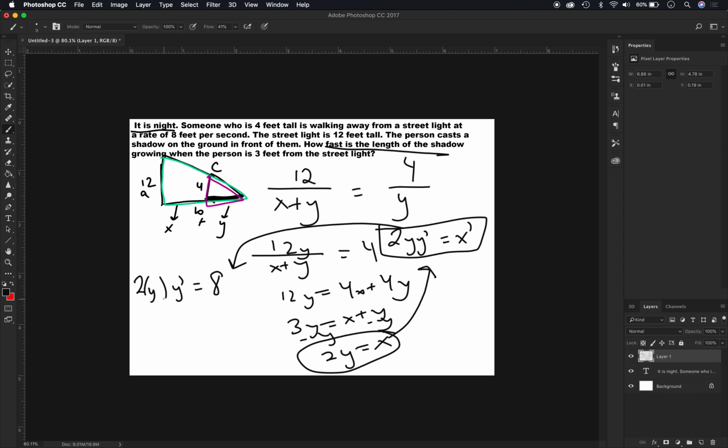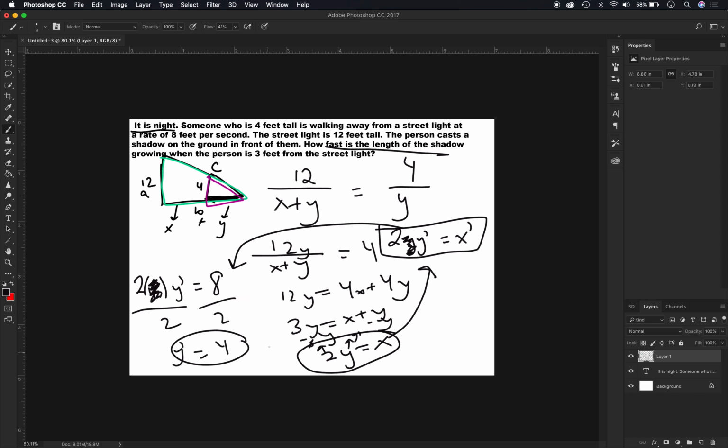And y is going to be, someone who's 4 feet tall is walking away from a street light. The street light is 12 feet tall. The person casts a shadow on the ground in front of them. Oh, there is no y. Whoopsies. Because you do y prime, and then that would be 0 times y plus y prime times 2. So there is no y. So that's your answer.